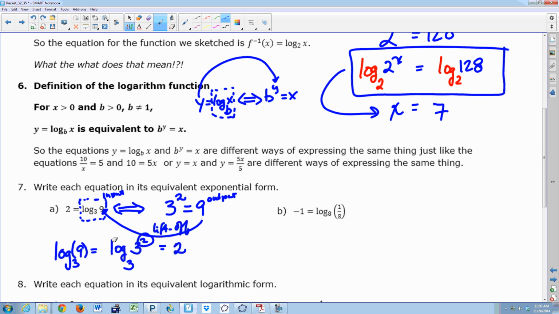And log base 3 of 3 squared, these bases are the same. So I'm just putting my exponential function into my log function. This is a composition here. Here's my exponential function. Here's my inverse. When I put them together, what do I come back with? My original input, which is my exponent.